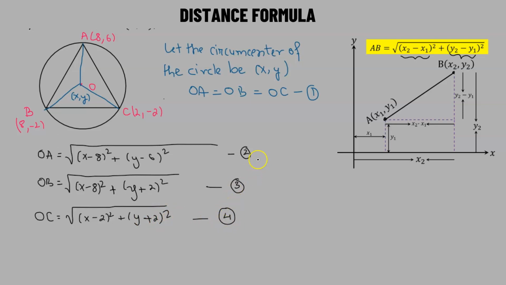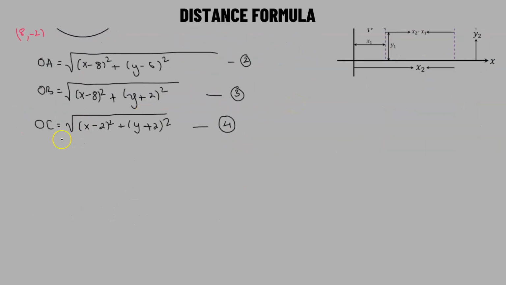Now what we'll do is equate 2 equations at a time. That means we'll equate 2 and 3 because OA equals OB equals OC. Right. So we'll start by equating 2 and 3. From equation number 2 and equation number 3, we have the square root of (x minus 8) whole squared plus (y minus 6) whole squared.